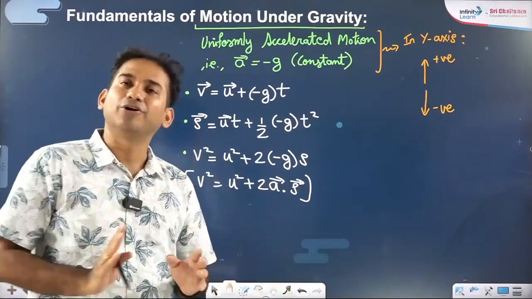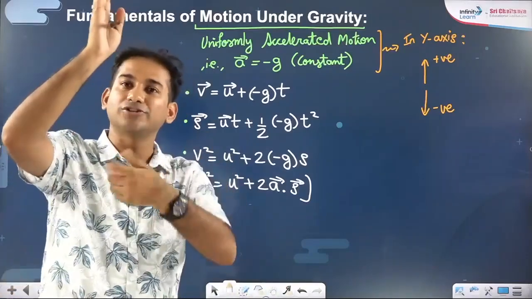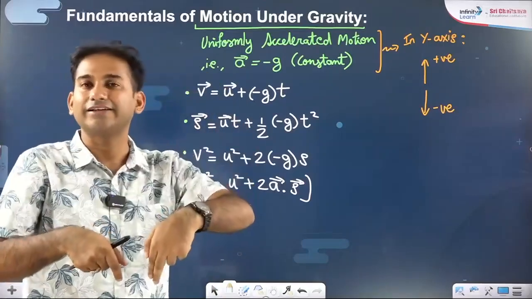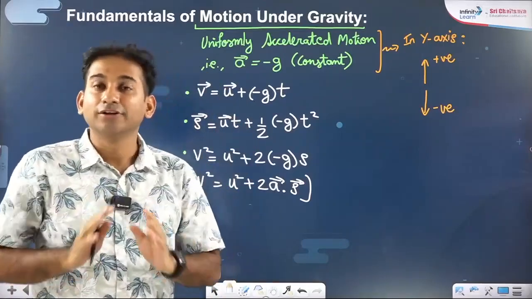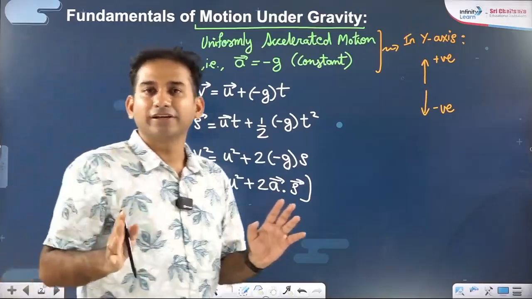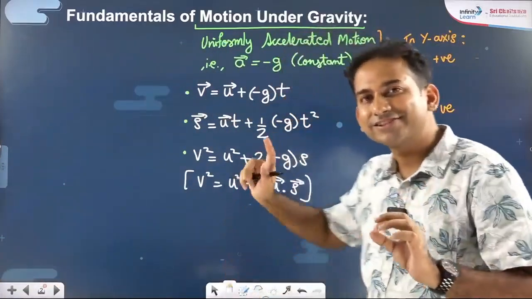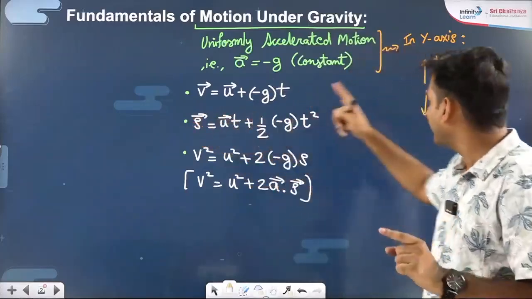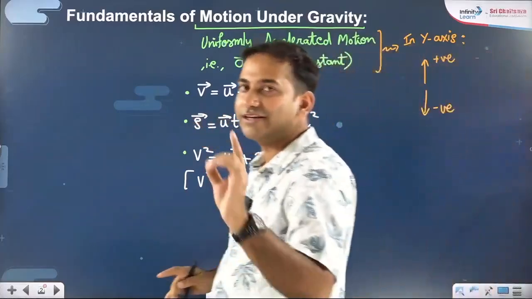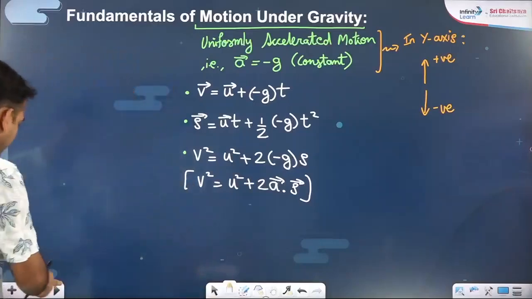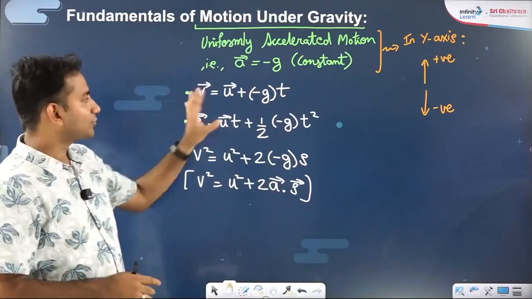Stop thinking that the body will move up, so gravity will oppose, so take it as negative. Stop thinking that the body will move down, gravity is acting down, so let us take it as positive. Stop thinking whether gravity is supportive or opposing. Start thinking that since gravity will always act downward, and in physics all the downward vectors we are bound to take as negative. I hope that's clear to you, right? So any question can be solved by this.